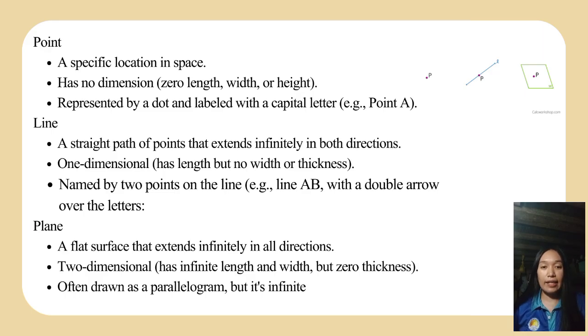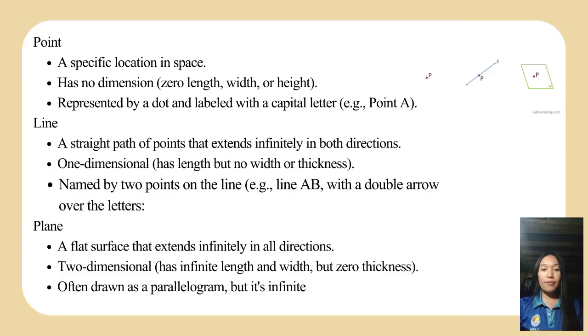So next is line. So a line is a straight path made up of infinitely many points that extend endlessly in both directions. So it has only one dimension, which is length, and it does not have width or thickness. So lines are usually named using any two points located on them, such as line AB. So in geometry, lines help show direction, connect points, form shapes, represent relationships between figures, and serve as the basis of angles, segments, and rays.